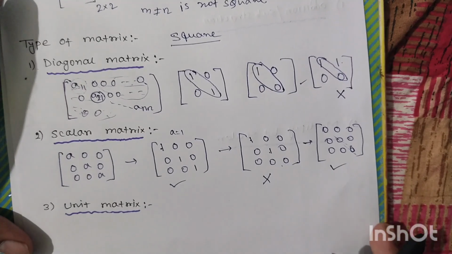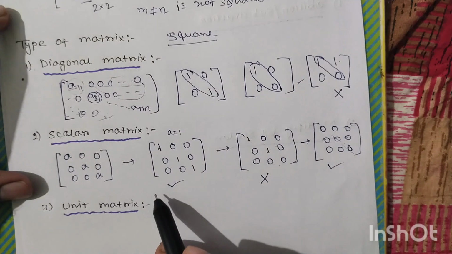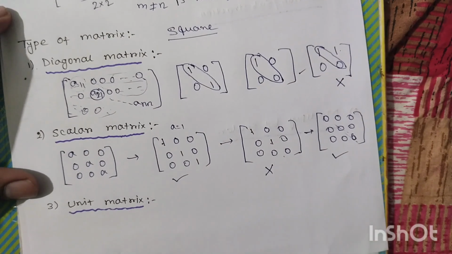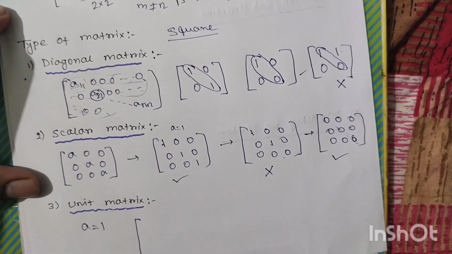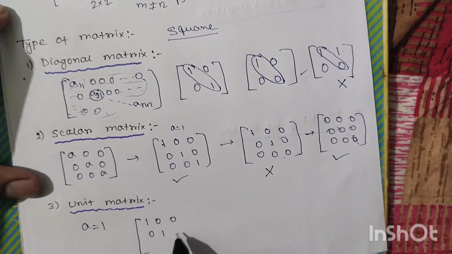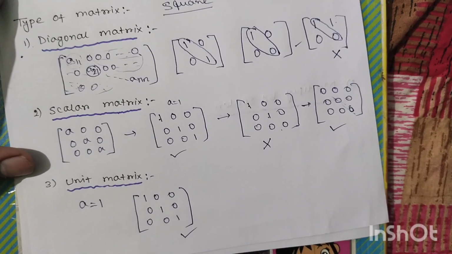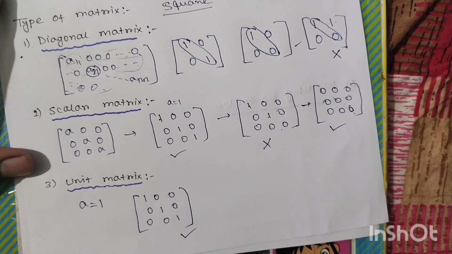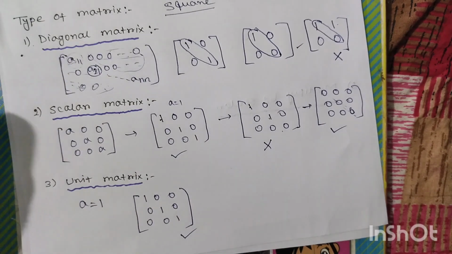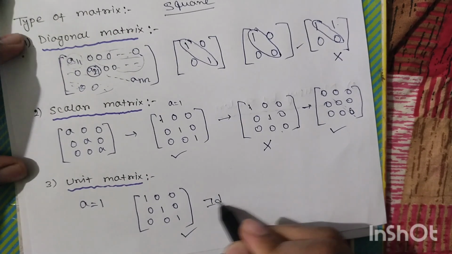Now I want to discuss the unit matrix. A unit matrix is nothing but a scalar matrix. Observe that when we take a equal to 1, what will be our answer in the case of a scalar matrix? This is called a unit matrix. So a unit matrix is also a scalar matrix because every diagonal element is fixed. This is called a unit matrix, and you can say that it is also called an identity matrix.